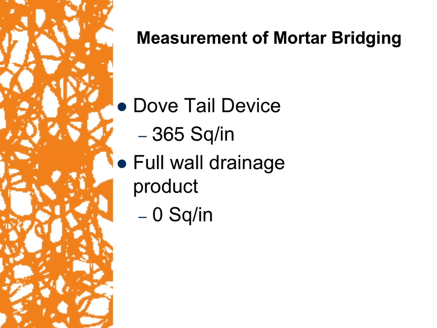The measurement of mortar bridging. In wall number 1, the dovetailed mortar collection device, there was a total of 365 square inches of mortar damming or mortar bridging in that 5x10 wall. In the second wall, with the 1/4 inch drainage product, there were 0 square inches of mortar damming or mortar bridging.